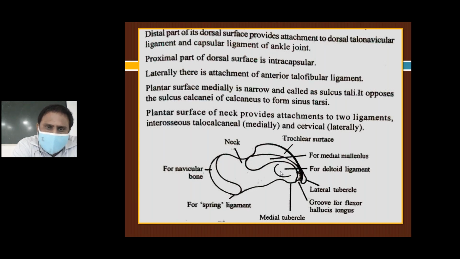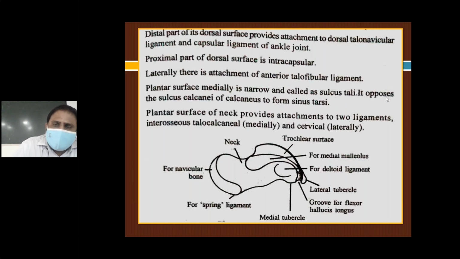The proximal part of the dorsal surface is intracapsular. Laterally, it is attached to the anterior talofibular ligament.